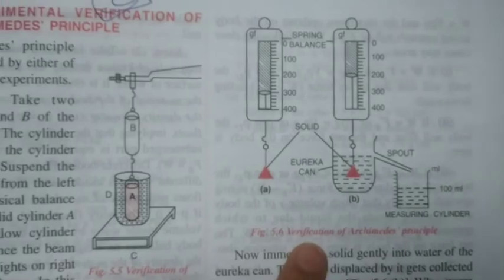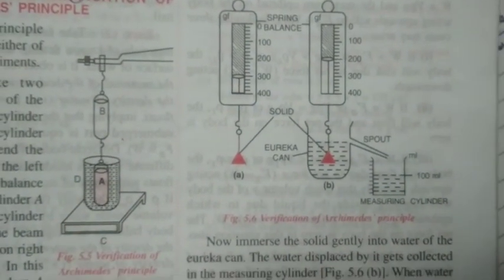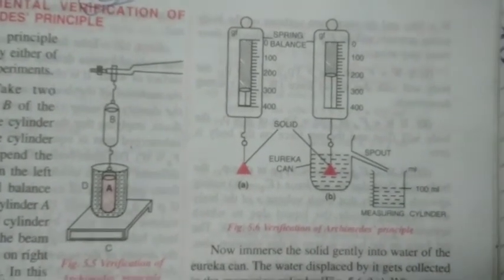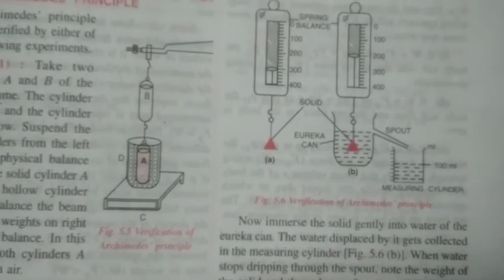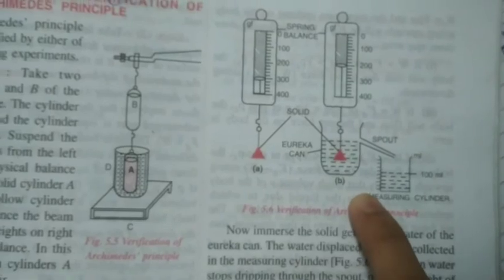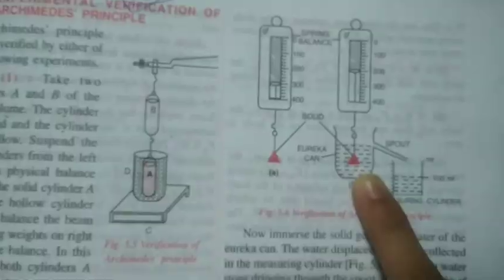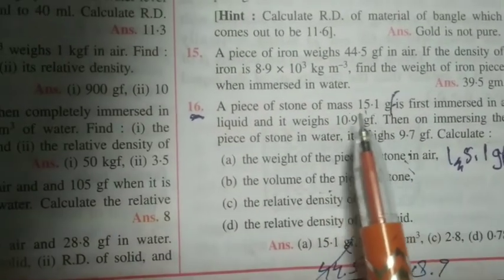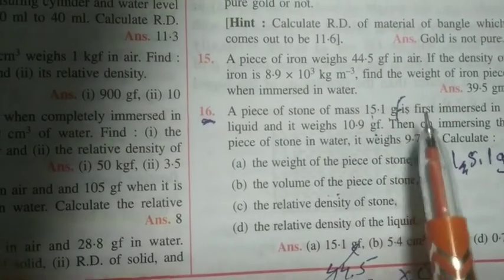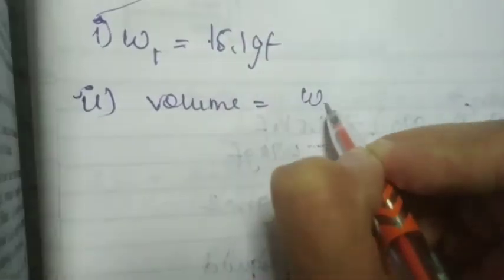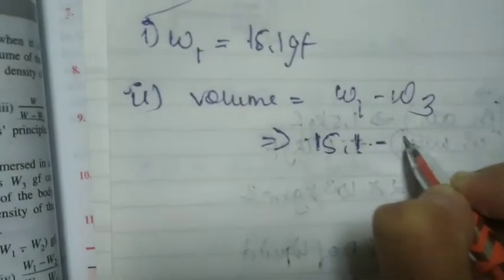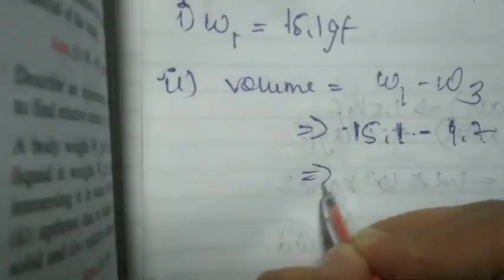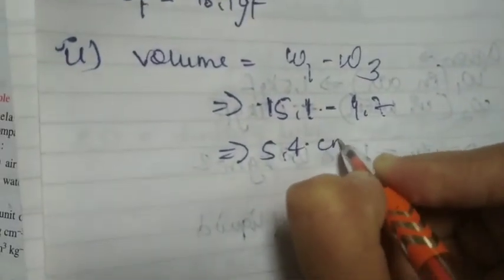So this is the experiment that we did in Archimedes' principle. Imagine that you have a glass of water and you place a stone in the water, and then you will see that the water level will come up. Why is that? Because of the volume of the stone. So similarly, the normal mass of the stone will be subtracted from the weight of the stone in water. So V1 minus V3. The formula is 15.1 minus V3 is 9.7. The answer will come 5.4 centimeter cube, because it is volume.